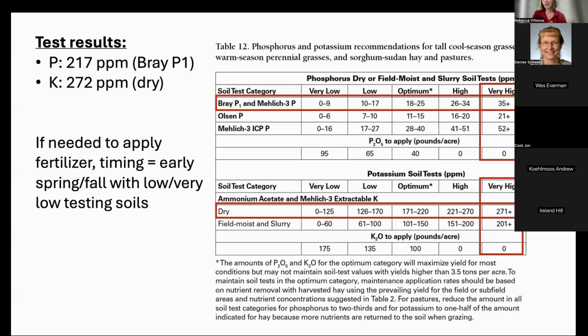When it comes to the time of year to apply phosphorus or potassium, if it's needed, usually, especially if we're in the very low or low testing soils, we're going to want to do it when the grasses are more actively growing. So especially with our cool season grasses, that looks more like early in the spring or in the fall when it's cooler, and we're going to see more active growth from those grasses.